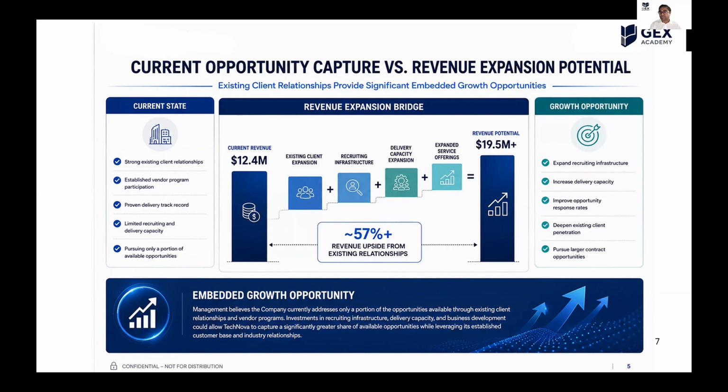Technology consulting and staffing businesses are often constrained by their ability to source and place qualified talent. You can only grow as quickly as you can recruit and deploy resources. The second constraint is what management describes here as a leadership dependent delivery model, right?